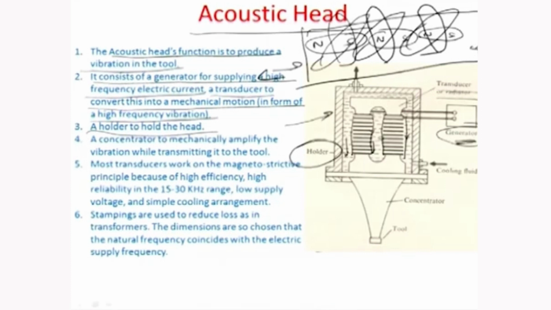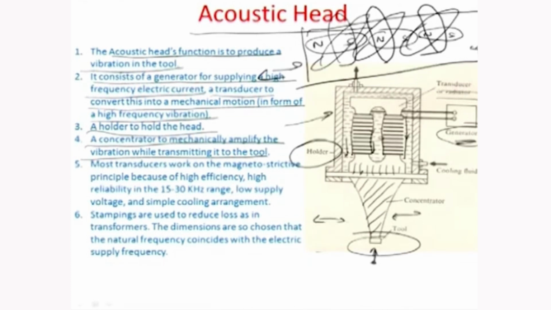There is a concentrator to mechanically amplify the vibrations while transmitting it to the tool. The tool is kept at the end of this concentrator. So this shape here is actually by design. So whatever vibrations are emanating out of the magnetostrictive material can be focused onto the tool very sharply, so that you have less wobble in this direction and more vibrations in this direction.